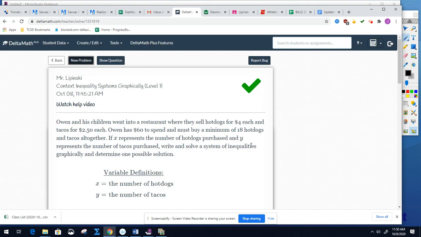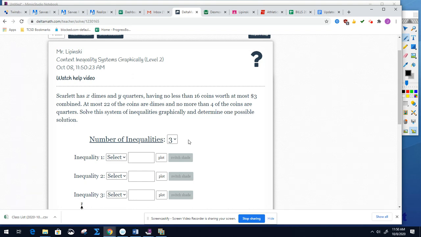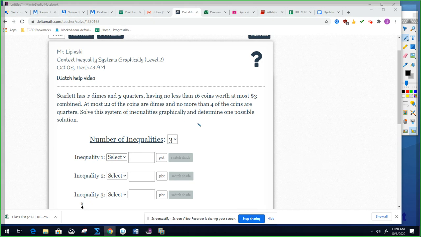Again, the tough part of graphing this is you have to put it into slope intercept form. They all have to be in slope intercept form. There's going to be one problem like this one where you actually have 3 lines to set up. In this word problem, you're still going to have an x and a y. So as we go through this problem, bear with me. It says Scarlett has x dimes and y quarters, having no less than 16 coins worth at most $3 combined. At most, 22 of the coins are dimes and no more than 4 of the coins are quarters. Solve this system of inequalities graphically and determine one possible solution. Now we have 3 inequalities in this problem.